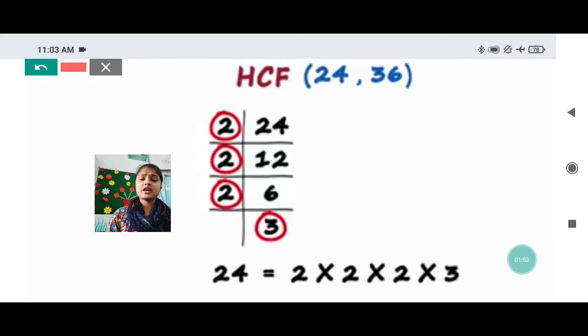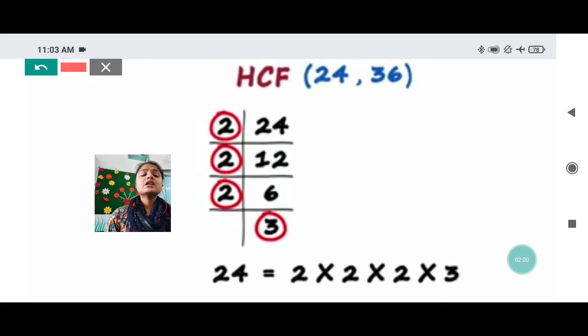Suppose we have to take out the HCF of the given numbers. How will we take it out? Just see. Suppose these numbers are given to you, like 24 and 36. These are the two numbers given, and you have to find the HCF of these two numbers.